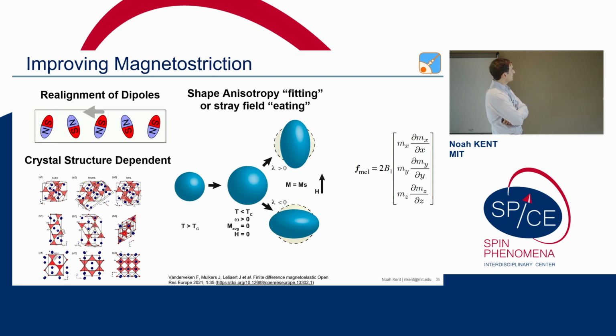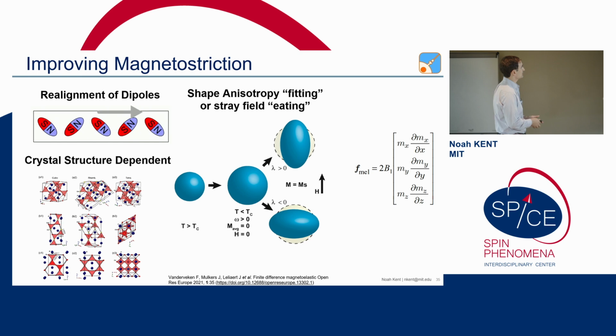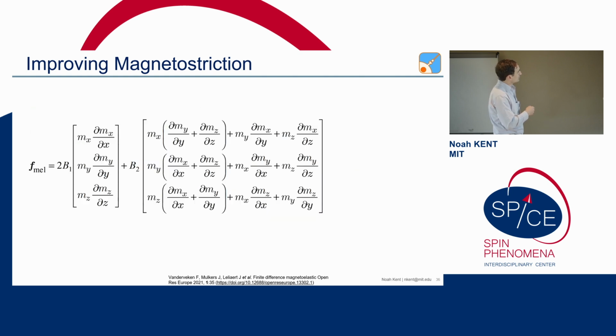Magnetostriction is realignment of dipoles, and it's highly dependent on crystal structure. You can have two versions of magnetostriction. But basically, this is the full version of the equation for magnetoelastic force. I can't really change the B1s and B2s. Those are determined by material parameters. So if you're a new material person doing DFT, please let me know what the good ones are.